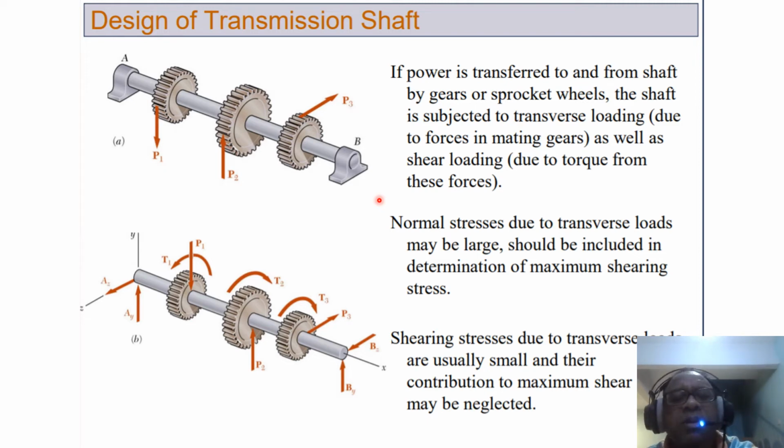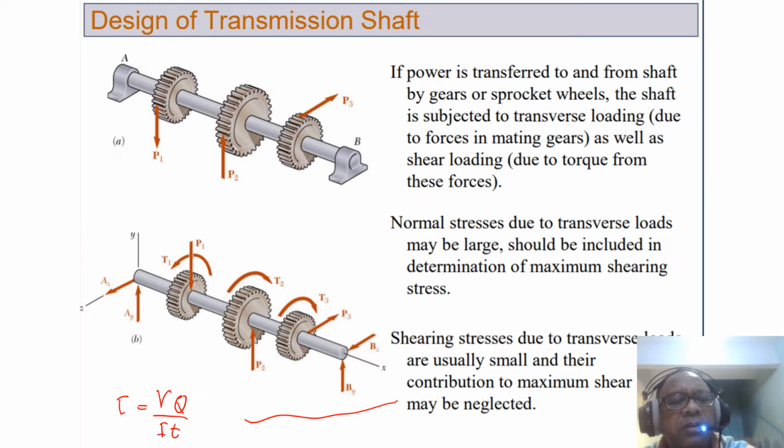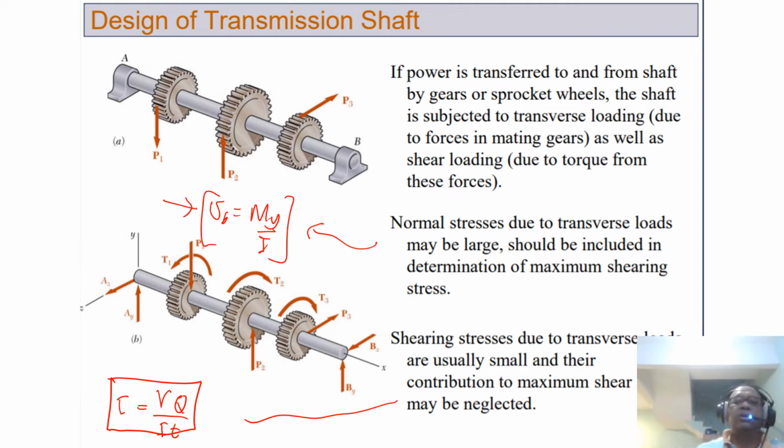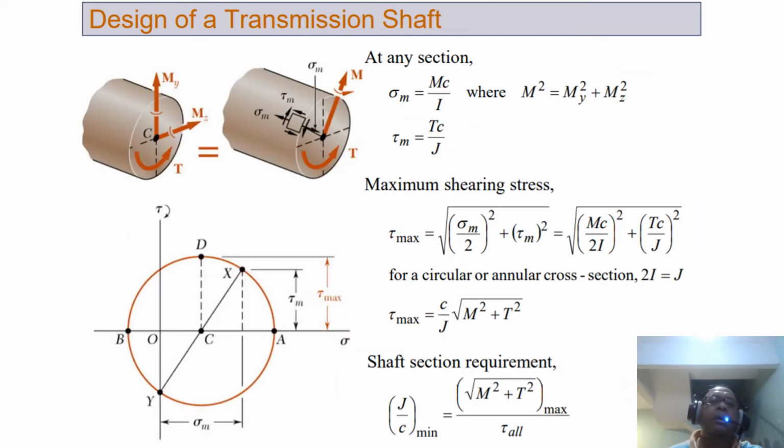We will see some examples here, but usually what this means is that we usually do not consider this component because it is relatively small in comparison to the shear stress due to bending, which will now be quite significant. From this we will see how we draw or get those components later on.